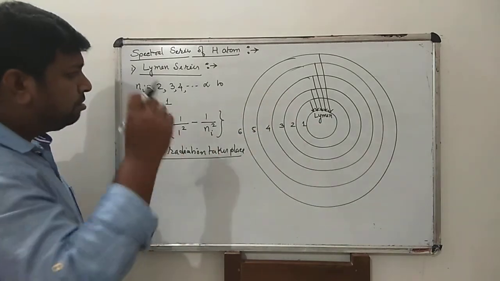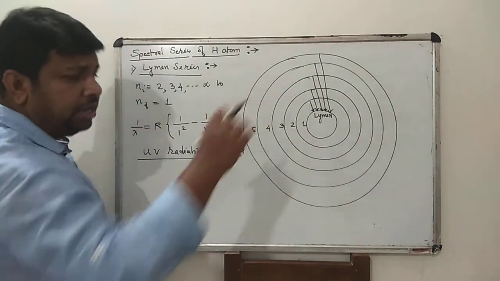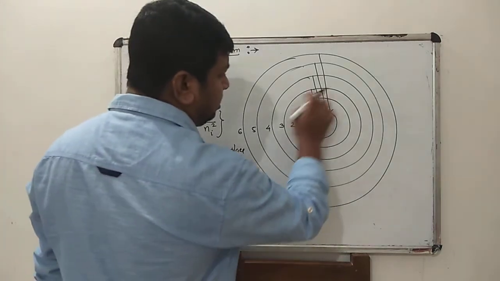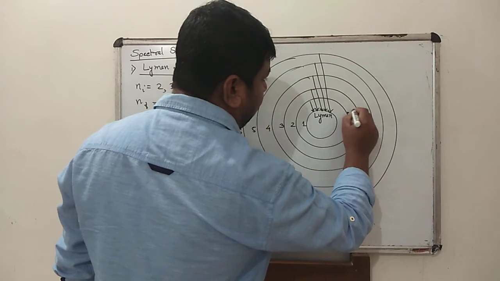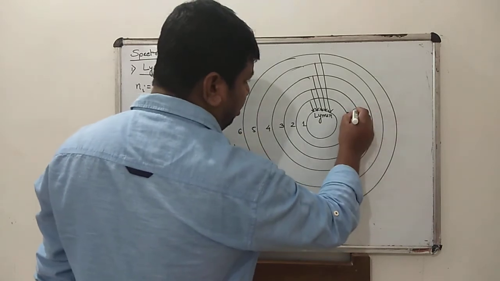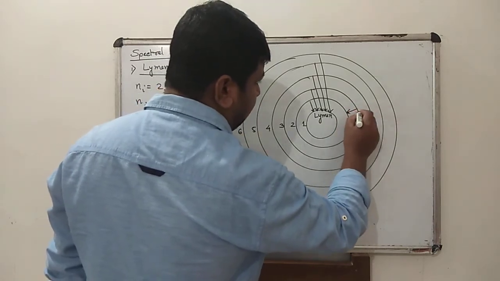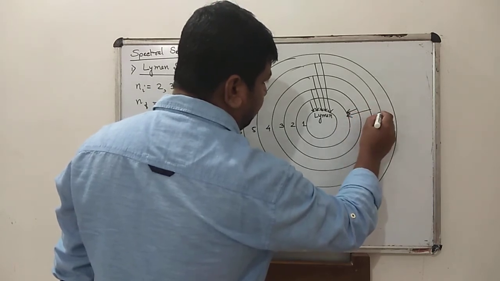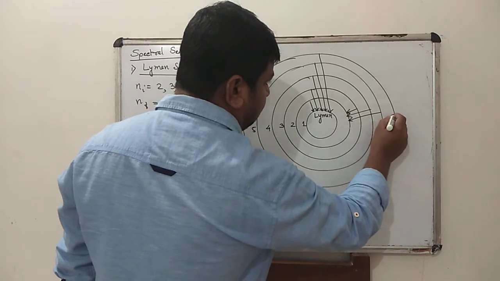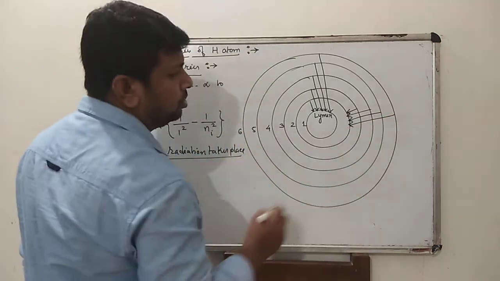Okay, so next we consider the Balmer series, in which the transitions occur from higher energy levels 3, 4, 5 to n equal to 2. That means this is the second state, and transitions will come to this state 2. The first transition starts from 3 to 2, like this. Next 4 to 2. Next 5 to 2. Next 6 to 2. So this is Balmer.